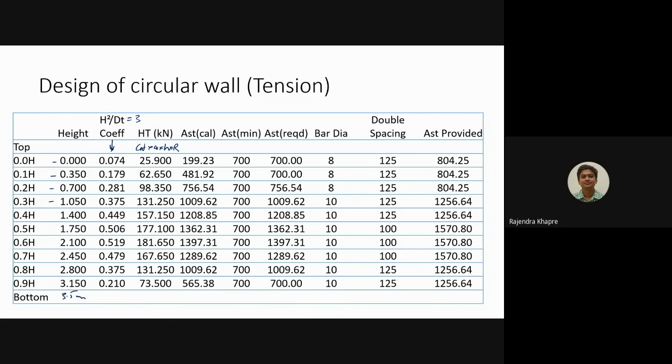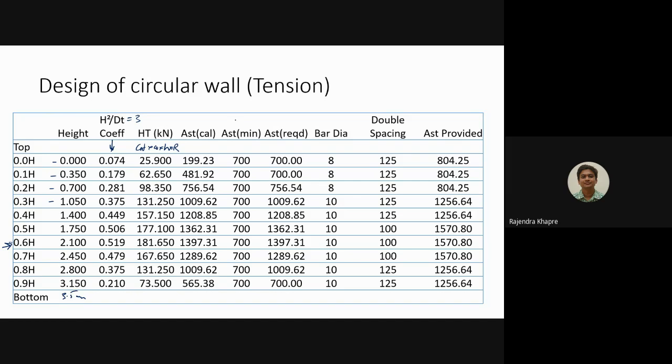You can see the coefficients, or you can see the hoop tension. So hoop tension at the top is less, that is 25.9 kilonewton, then it increases to 62, 98, 131, 155, and so on. And here at 0.6h you are getting the maximum value, that is 181.65, which we just calculated, and further the hoop tension is going to get reduced.